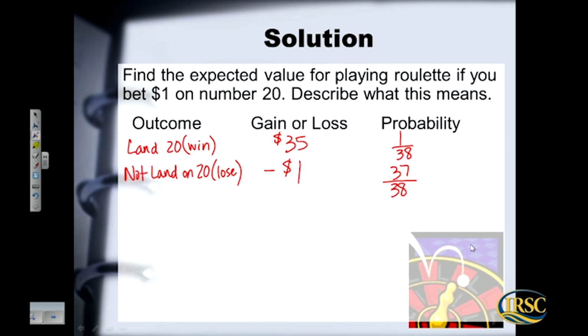Okay, so we filled in our chart, and now we're really just concerned about our money. How much would we win over the long run, or how much will we lose over the long run if we continue with this particular strategy? So I actually don't need this outcome column anymore. I am now going to multiply the gain or loss with the probability. So multiplying across.